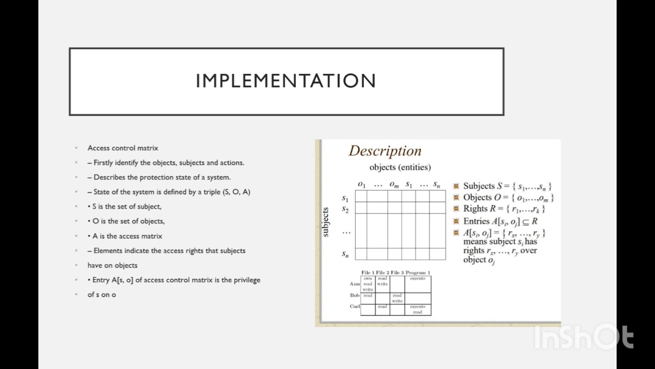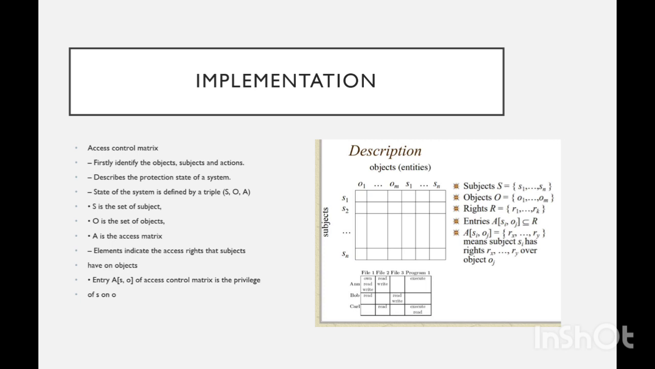Now what are the steps? The first step is to identify the objects, subjects and the actions. Then describe the protection state which is defined by the system. Third, the state of the system is defined by the triple S, O, A, in which S is the set of subjects, O is the set of objects and A is the matrix. The elements indicate the access rights that subjects have. So the entry is done on the basis of A. In the subscript we write S comma O of the access control matrix, which defines the privilege of S on O.